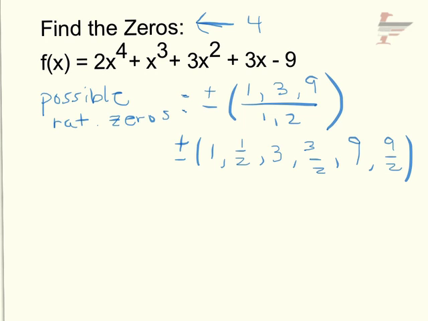Now if this were a test question, what I probably would do is give you a hint, and I would tell you one of the zeros is either 1 or -1, because those are pretty easy to check mentally. So let's say you check 1 mentally. If you put 1 in for all of these x's, you're going to have 2 plus 1, which is 3, plus 3, which is 6, plus 6, which is 9, minus 9 is 0.